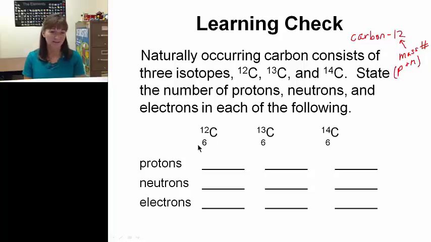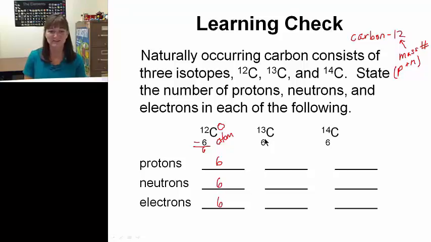So when we look at this, it wants the number of protons. Well, protons are easy. It's just the number in the lower left-hand corner. Do we see a charge up here? There's no charge in the upper right-hand corner, which means this is a neutral atom. Since it's an atom, the number of electrons equals the number of protons. To determine the neutrons, you need to subtract. So 12 minus 6 is 6, so that means there are 6 neutrons.